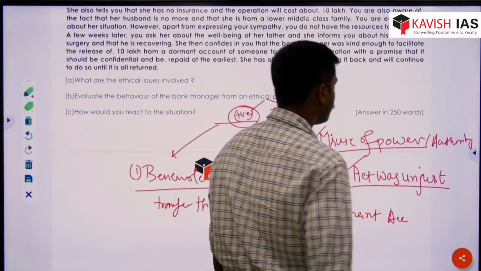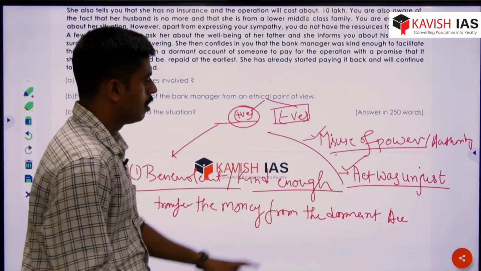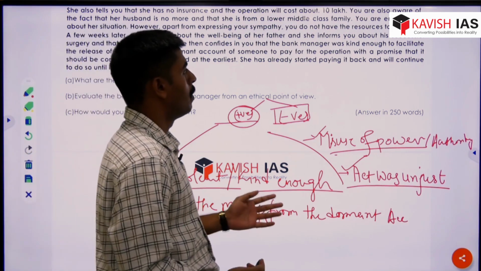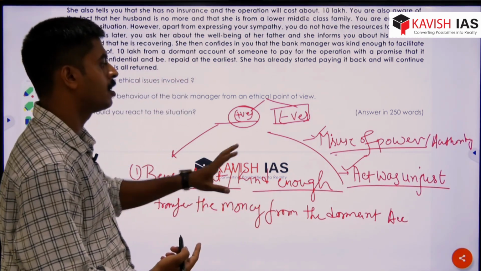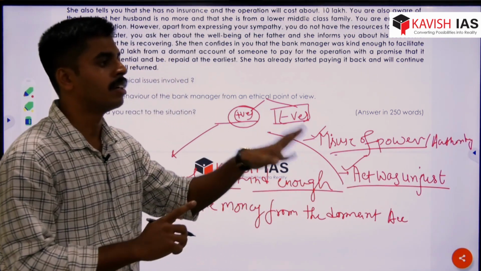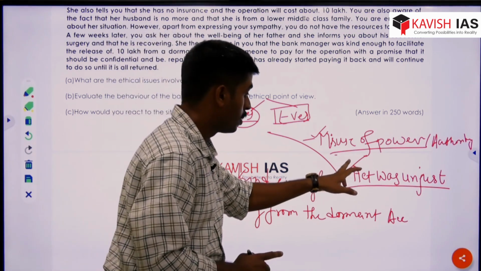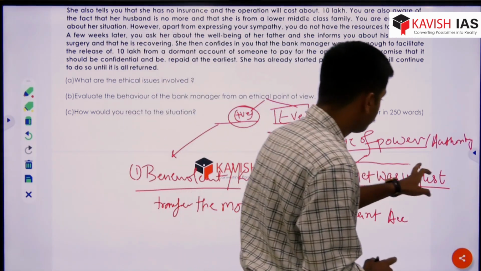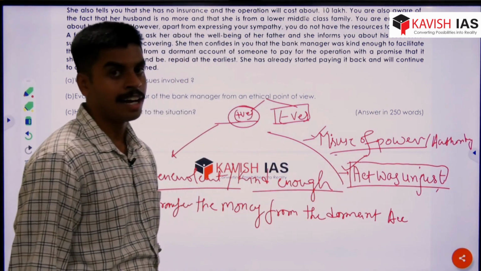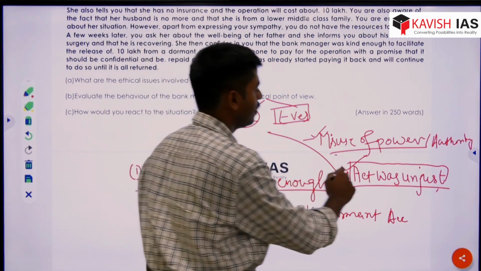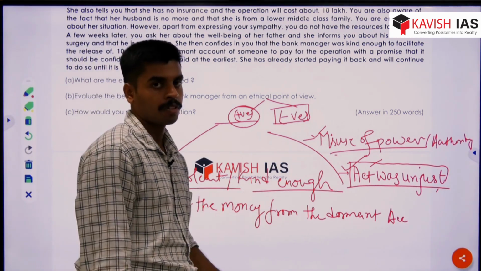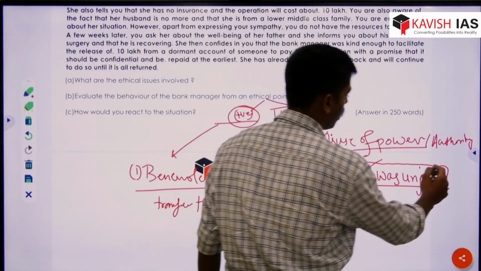Second, the act was unjust. Why? Because the money belonged to somebody. Though it was a dormant account, it did belong to somebody. Somebody was the custodian of this money. So without telling him or her, the person to whom the money belonged, the manager transferred the money unilaterally. Having done this, the manager deprived that person from using his or her money, right? So that's why it was an unjust act.